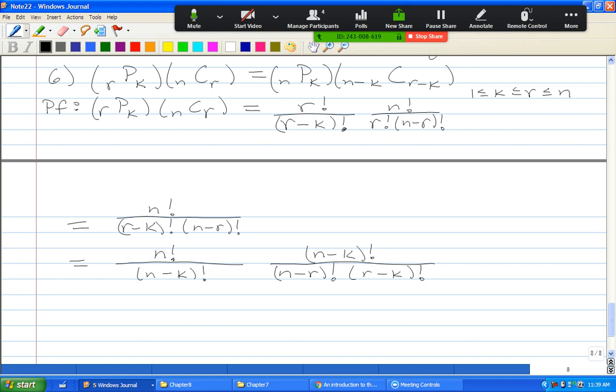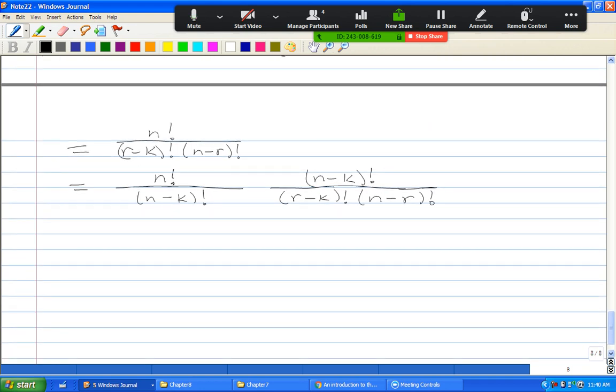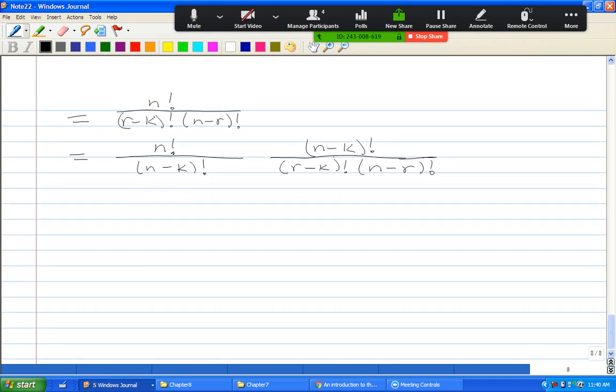Actually, I should have written the R minus K first. I wrote it in the wrong order, not that it really matters. R minus K factorial times N minus R factorial. Writing this way will only give me one little step and then we'll be done.